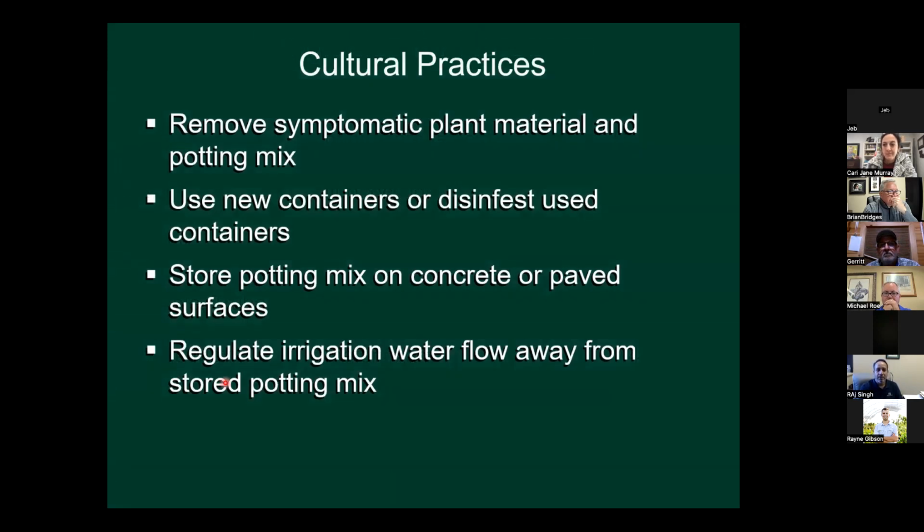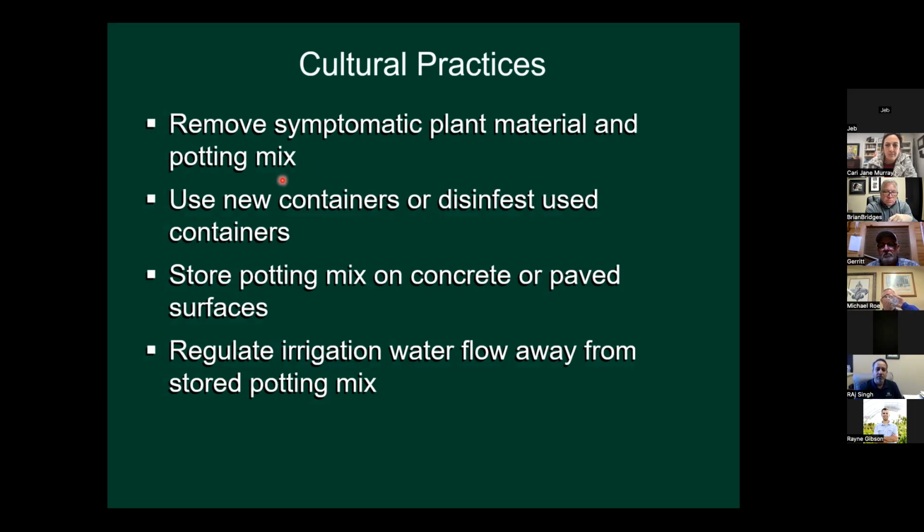Finally, some of the cultural practices that help prevent this from happening in nurseries: when you have plants that are symptomatic, you want to remove them. Same with the potting mix. This is one of those diseases which can stay in the soil or potting mix. Even if you discard it and try to reuse it, it's still going to be there. Depending on the plant species, it can survive in the soil in the absence of the host for 4 to 10 years. So to avoid recontamination, avoid using the old potting mix from symptomatic plants.